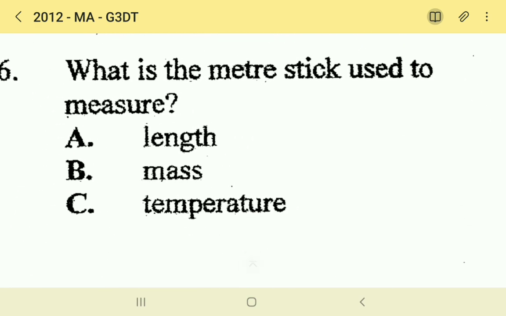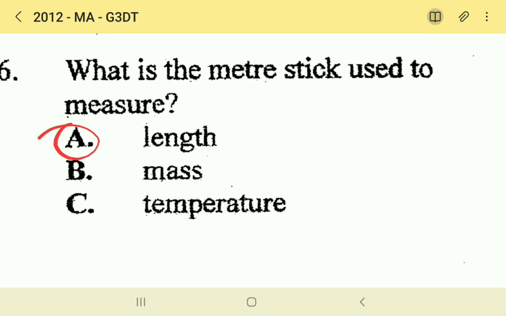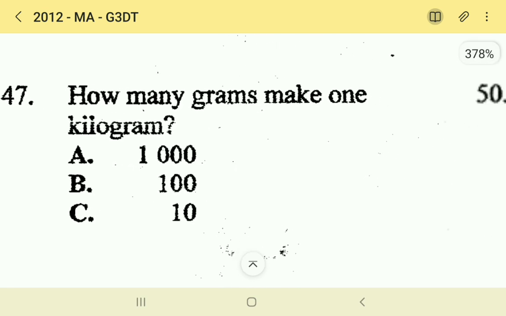What is the meter stick used to measure? A says it's used to measure length, B says it's mass, and C says it's temperature. Tell me the answer. Shout it out. What is it used to measure? Length. Correct. It's used to measure length, how long or short. Good job. Moving on. Guys, we're going fast and good.